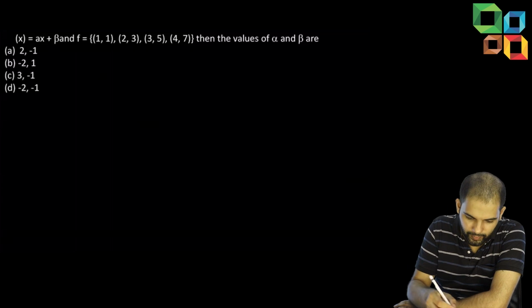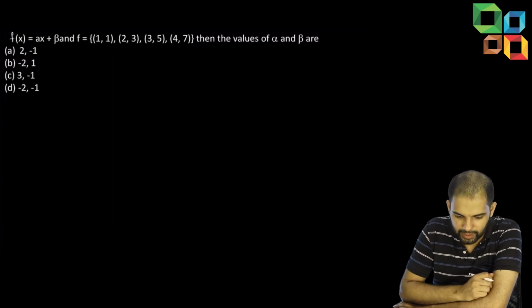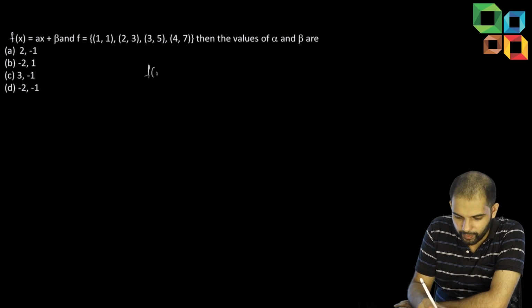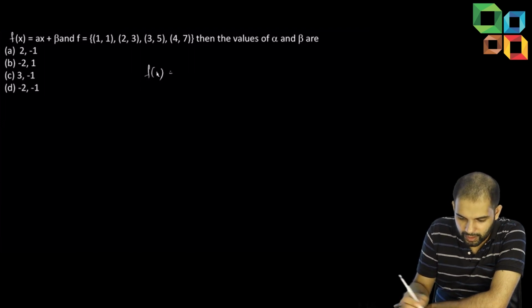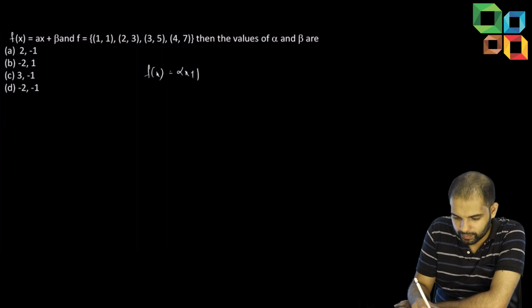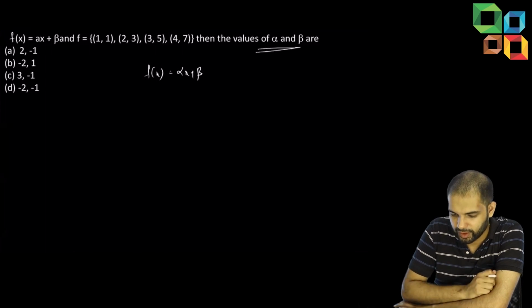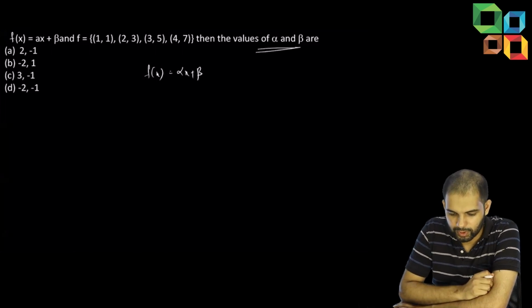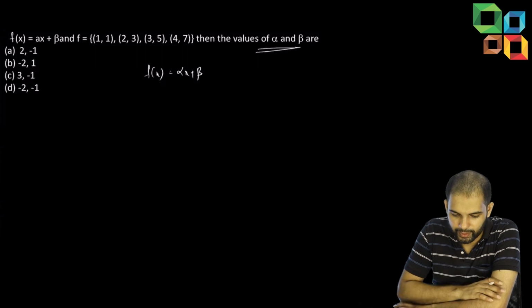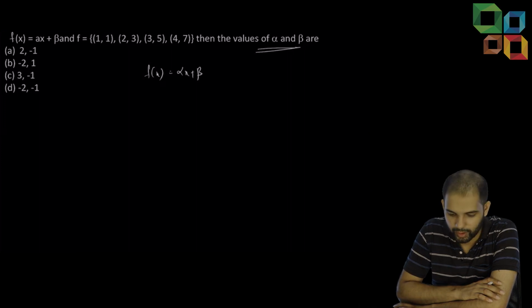Okay, this is f of x. F of x is ax plus beta. I think it should be f of x is alpha x plus beta, because they ask you to find the values of alpha and beta. And they have given f is something like this. Then the values of alpha and beta. Option A.